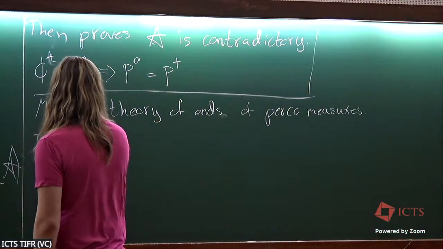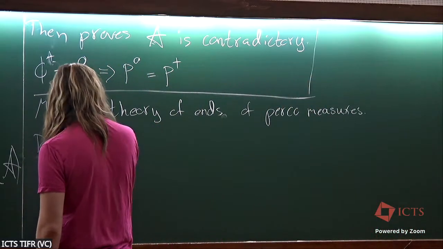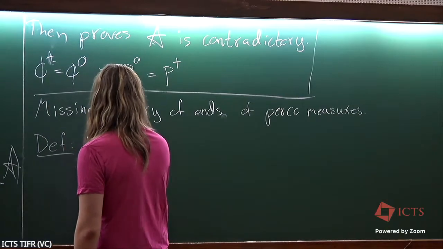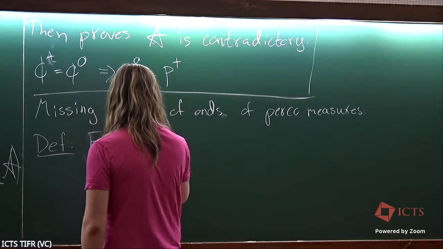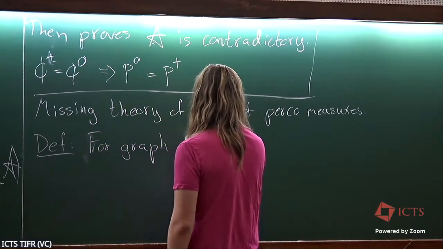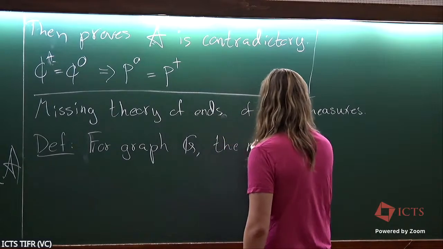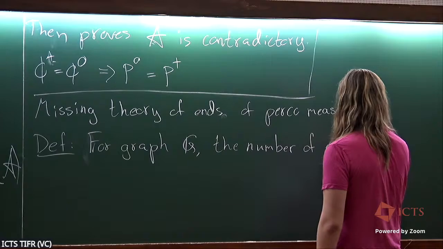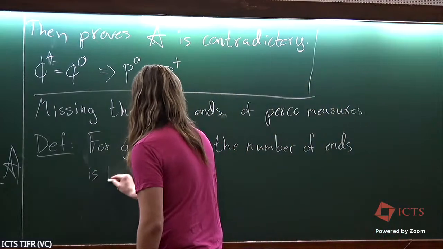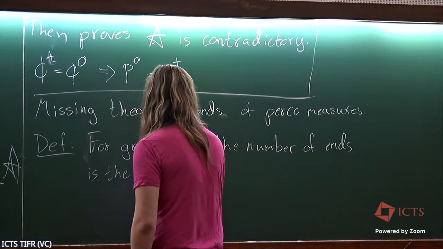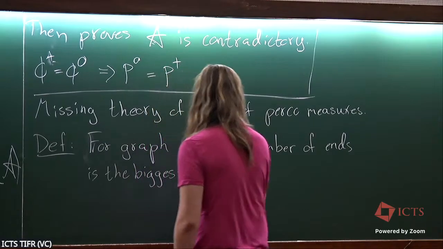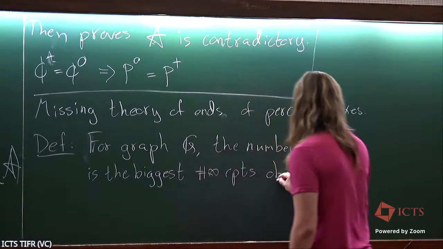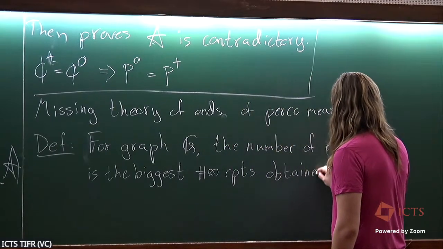So maybe I should just define what I mean for a graph G. The number of ends is the biggest number of infinite components that you can obtain by removing finite subgraphs.